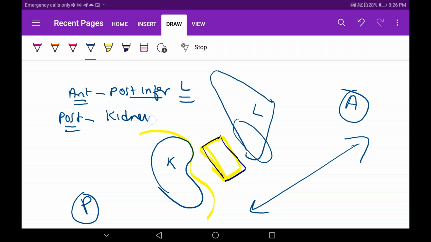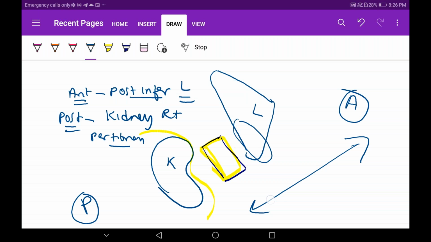Kidney, right kidney, covered with peritoneum. Okay, peritoneum, one layer. It is not a peritoneal organ. So kidney, right peritoneum. That's all. Posterior boundary. What is the superior, or what is the above thing?